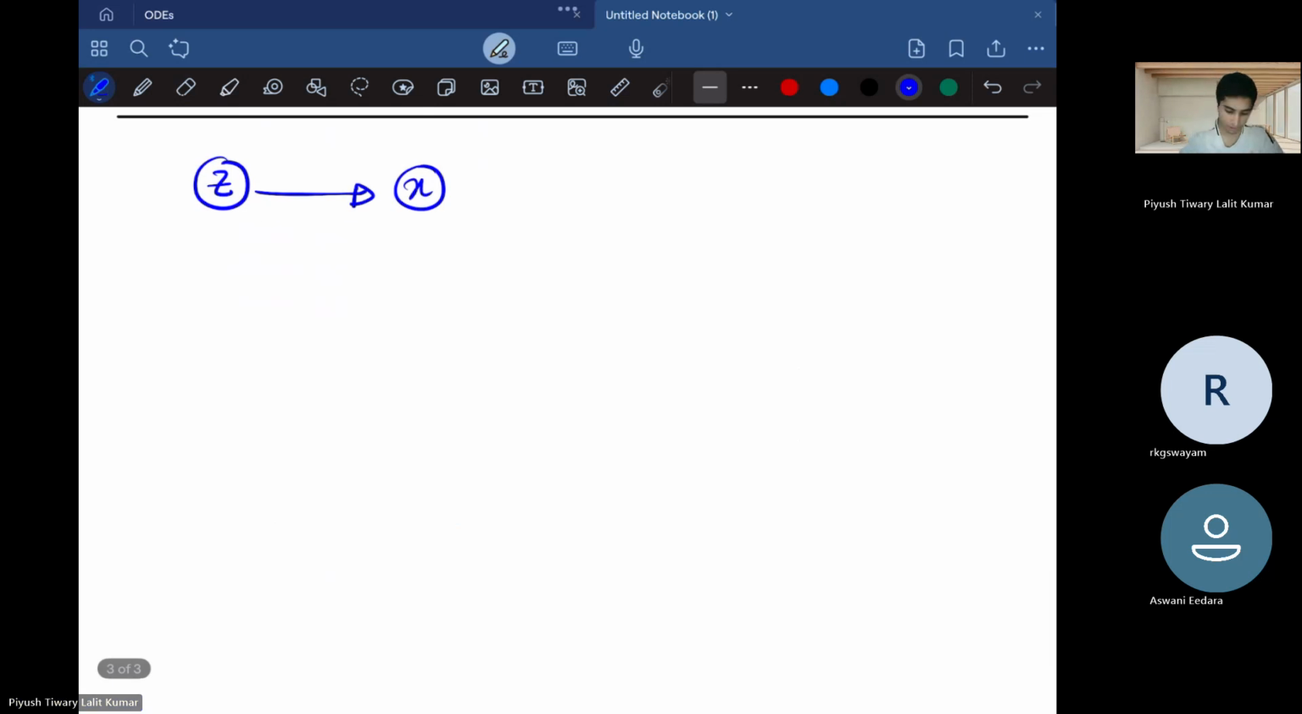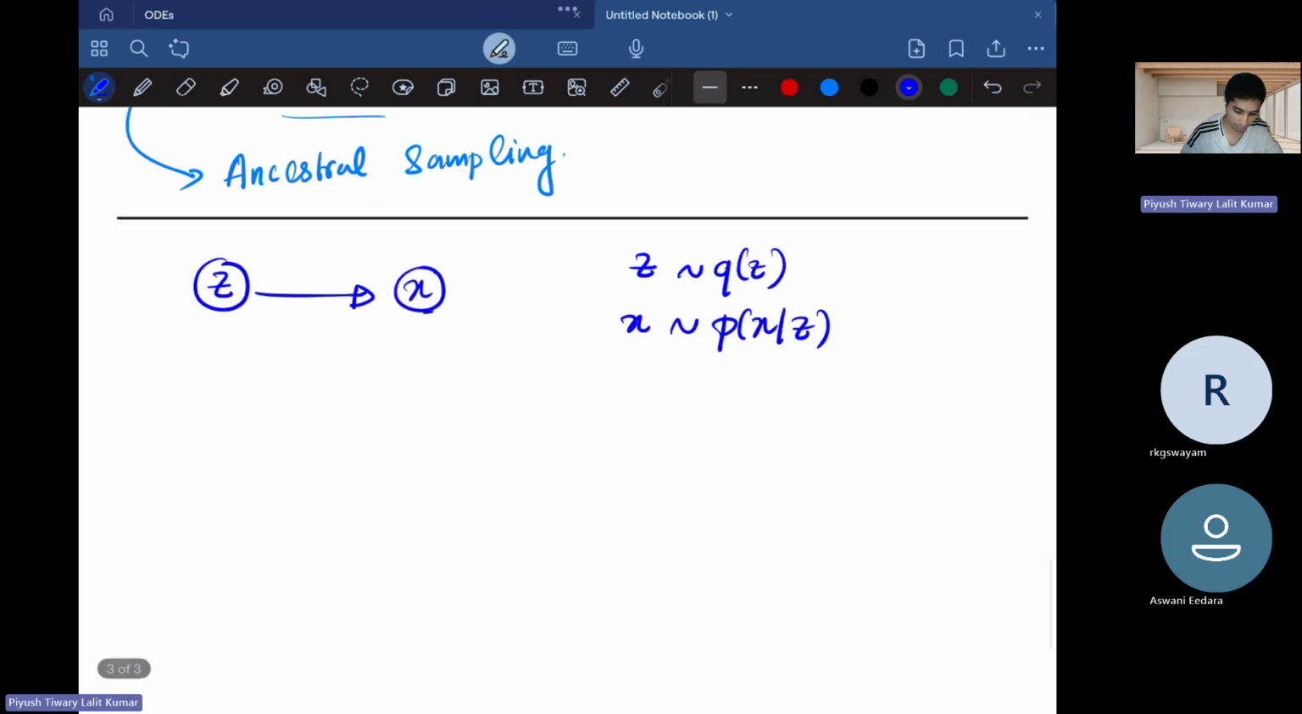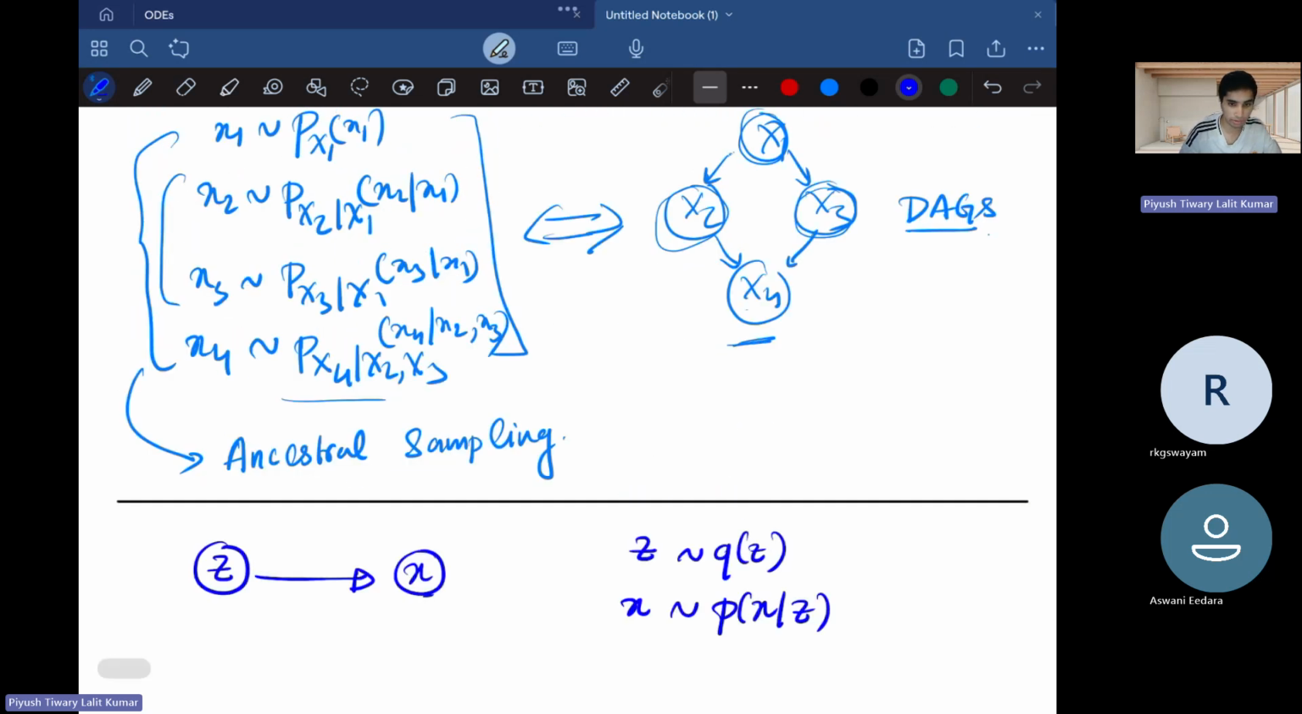Let's say you have the underlying distribution for Z, which is Q of Z. And at the end of the day, you want to sample X. How are you going to sample X? Basically, you are going to use the PGM. The PGM tells you that you sample from Z, then you can sample from X. So you are going to sample from P of X given Z, just similar to what we wrote over here, right?